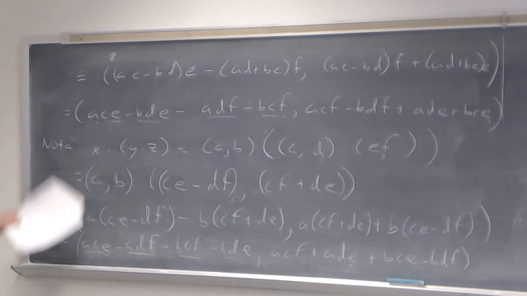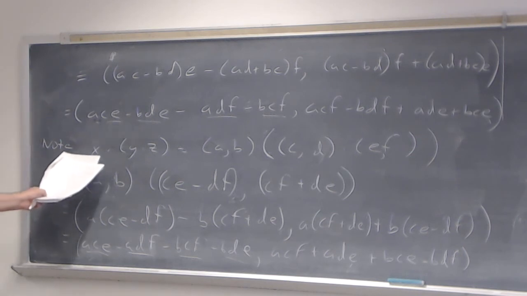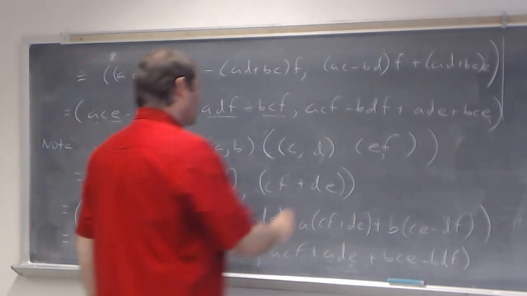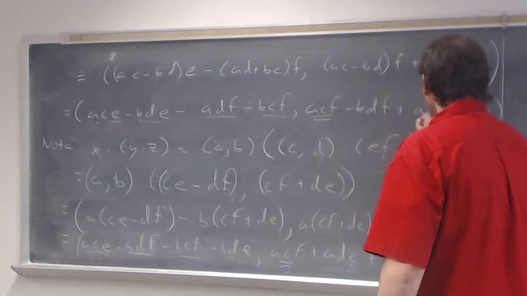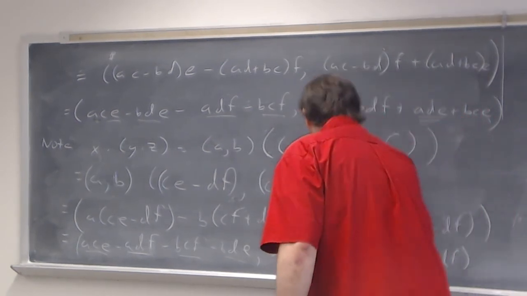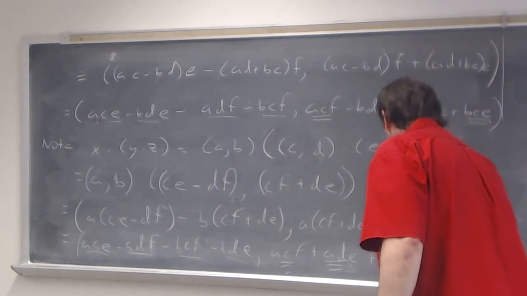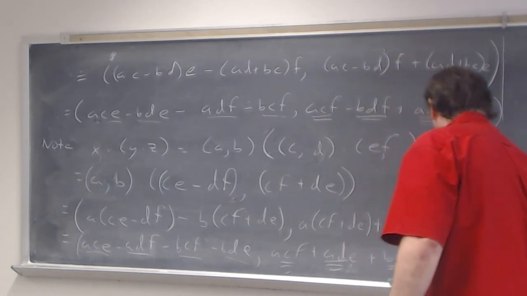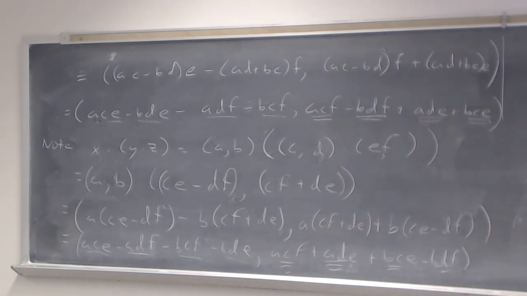So the first coordinate of x times y then times z is the same thing as the first coordinate of x times the quantity y times z. And then here, this ACF matches with this ACF. This ADE here matches with this ADE here. Both plus. Here's a BCE, BCE here. And a BDF here, it's minus. And a BDF here, it's minus. So this is equal to, well, I'll write it this way.